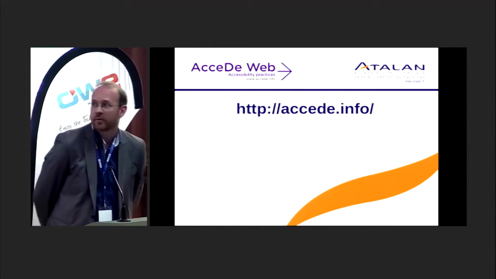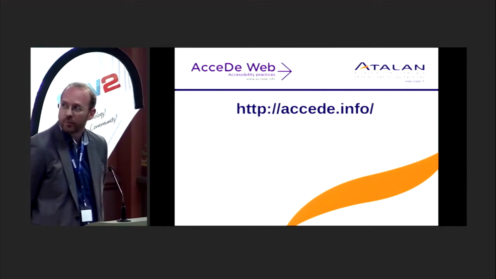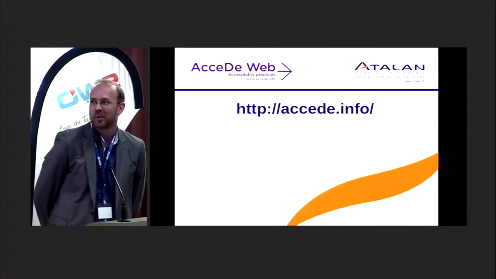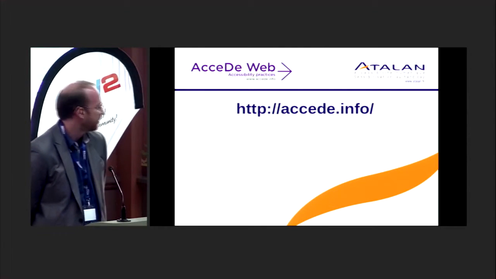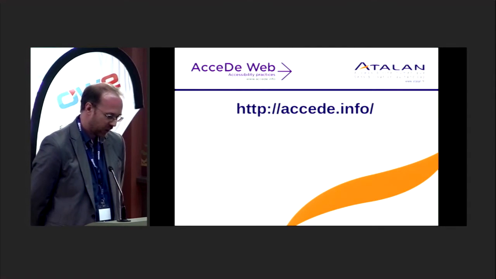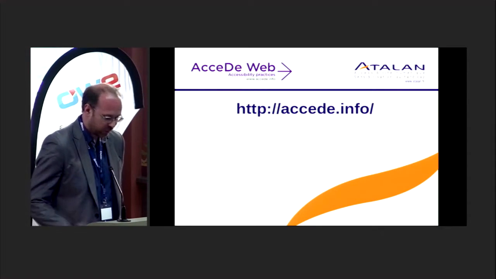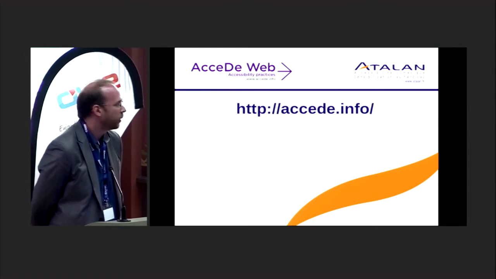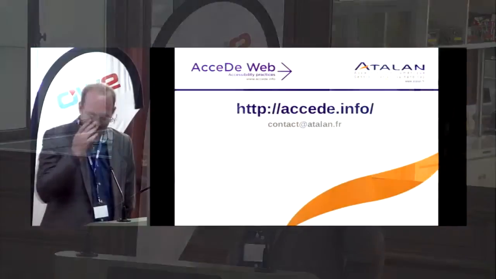So you can find those guidelines on AcceDe.info. The thing is, the English version is available, but it's not the most up to date. We are currently working on translating the French version to have an up-to-date version. If you're interested in participating, or you just want to know when the English version will be updated, just send us an email at contact@AcceDe.info. I'll be happy to let you know about that.